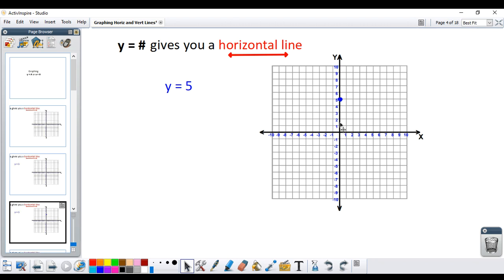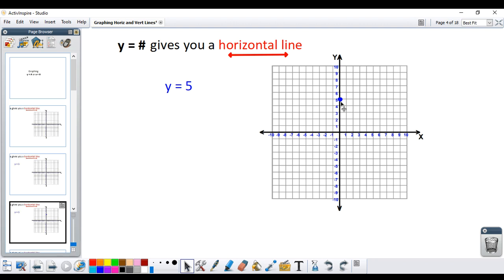Now, if I move up or down, y is no longer 5. If I move up, let's say 2 spaces, now y is 7. If I move down 3 spaces, 1, 2, 3, y is now 2. So I want every single spot where y is equal to 5. This one point is not my answer, and so many people will just submit this as their graph.